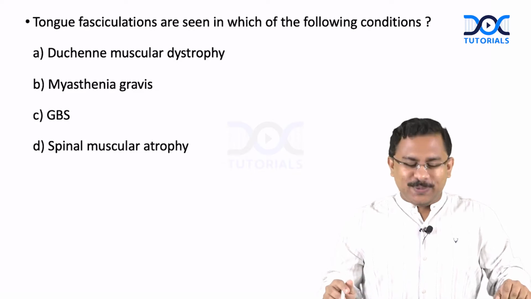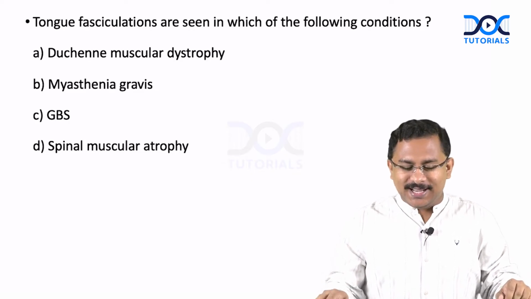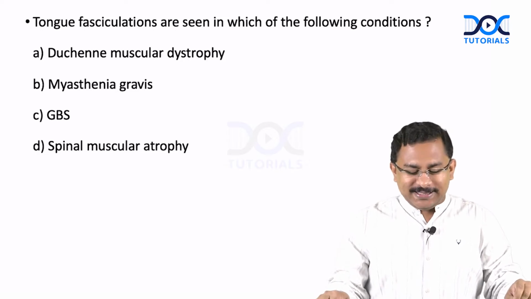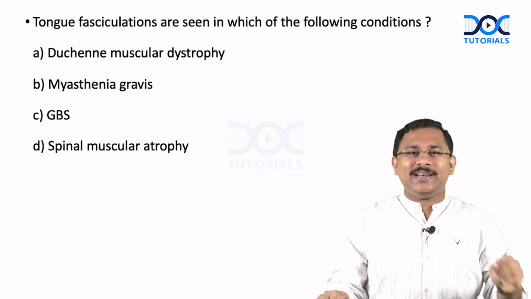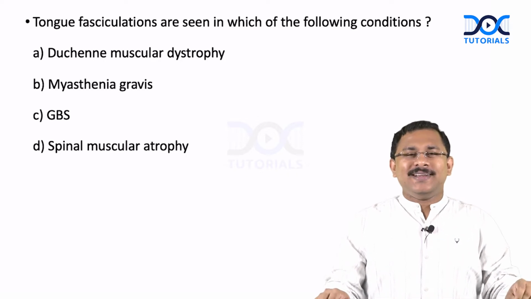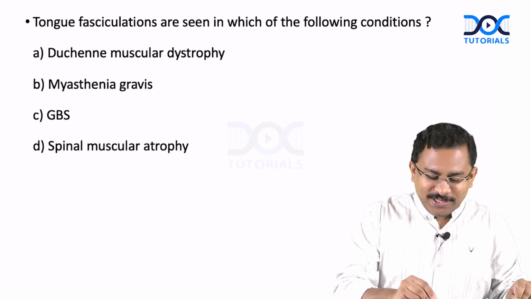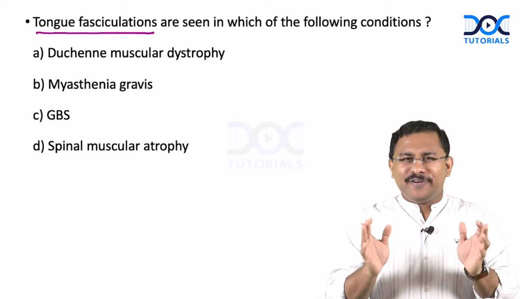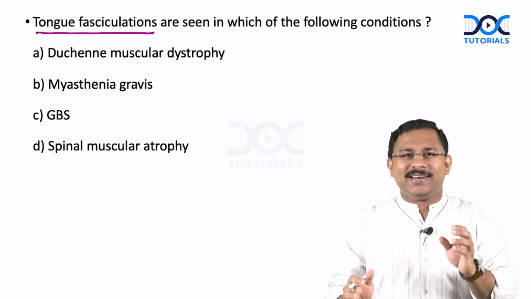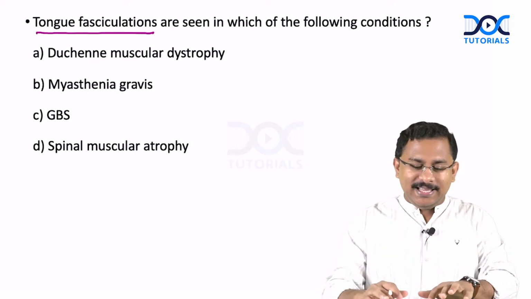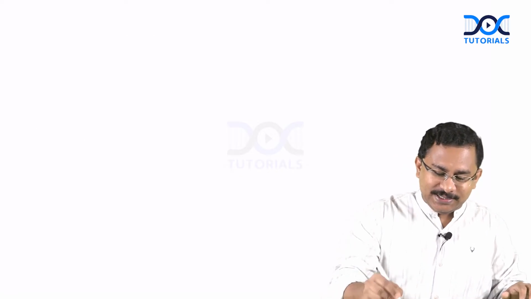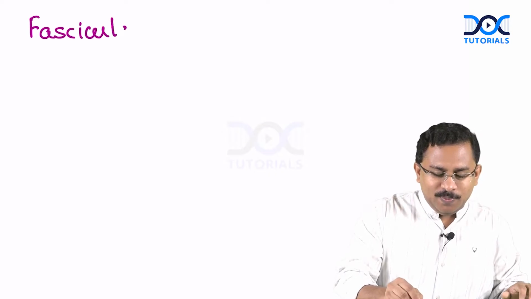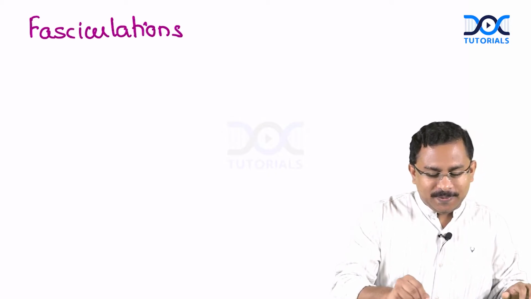So coming to the first question, tongue fasciculations are seen in which of the following conditions? Duchenne muscular dystrophy, myasthenia gravis, Guillain-Barré syndrome and spinal muscular atrophy. So the examiner is testing your knowledge of this term, tongue fasciculations. First of all, let's quickly have a look at some important points regarding the terminology fasciculations. So what do you mean by fasciculations?